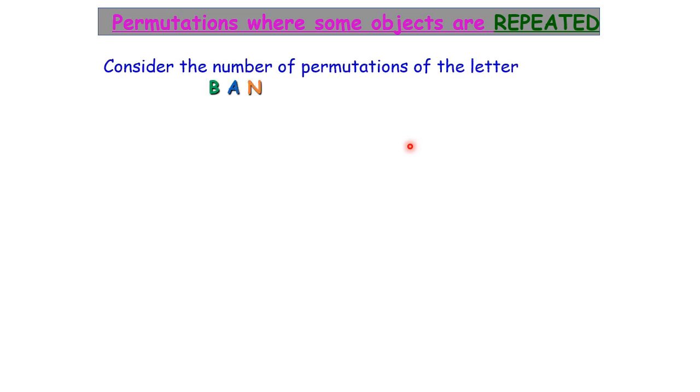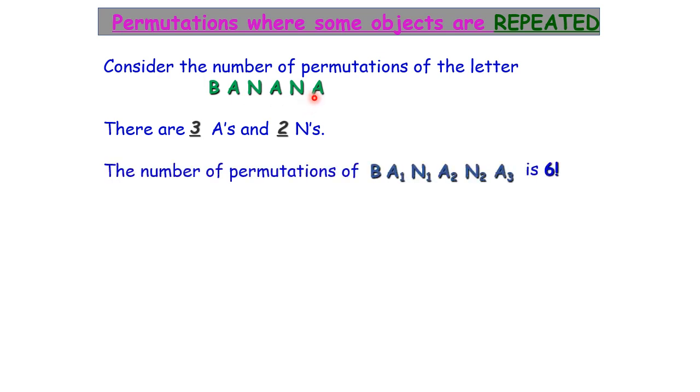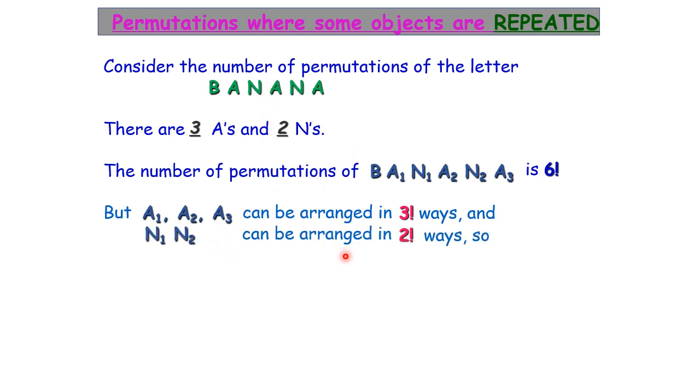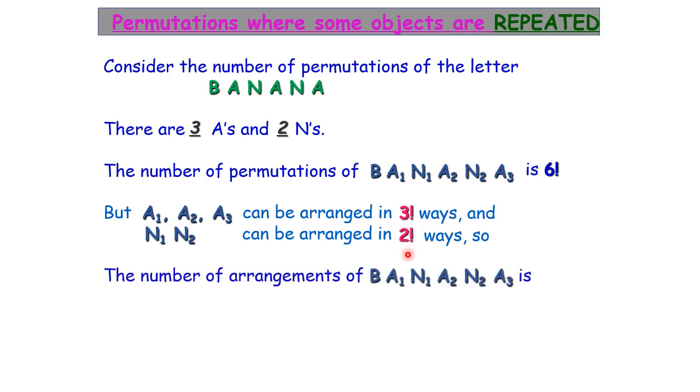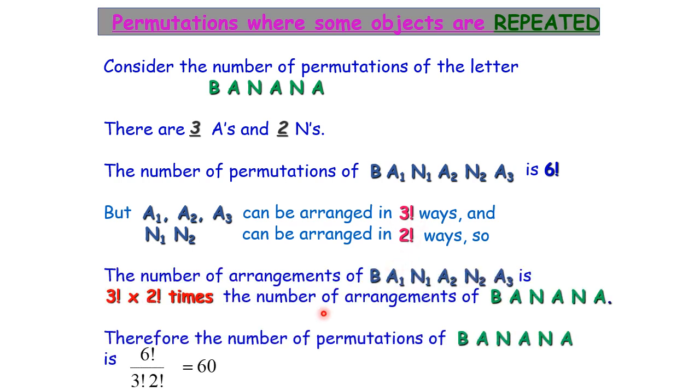Next, I read here because maybe you cannot see it clearly. Permutation where some objects are repeated. We consider repeated cases here. Let's say the word banana. Inside banana we have 3 A's and 2 N's. So from the total arrangement of 6 factorial, we have to divide by the repeated letters: 3 factorial for A and 2 factorial for N. So the number of arrangements will be 6 factorial divided by 3 factorial and 2 factorial.